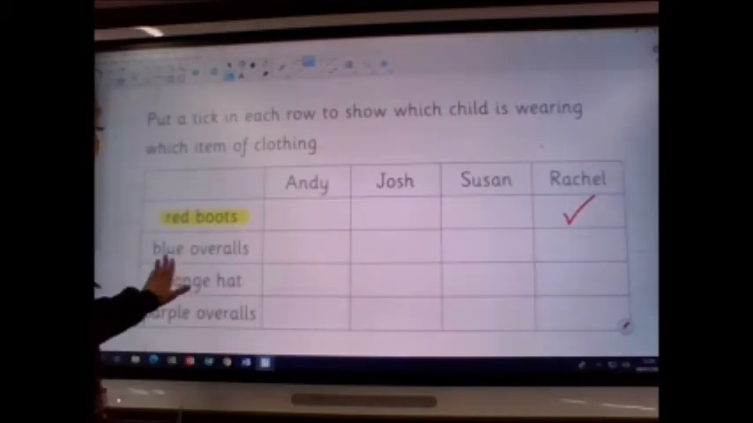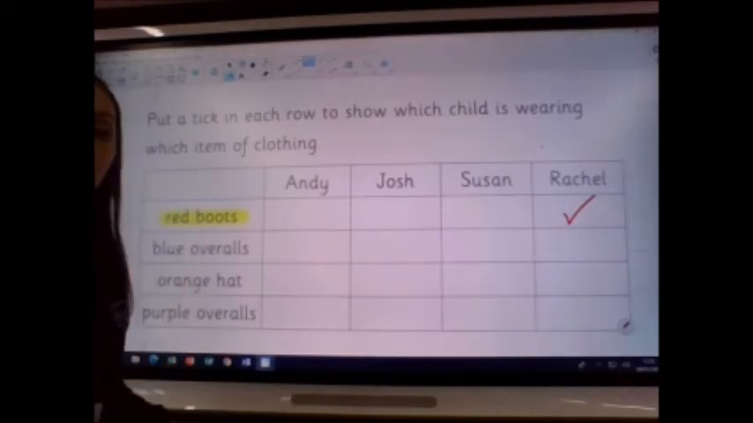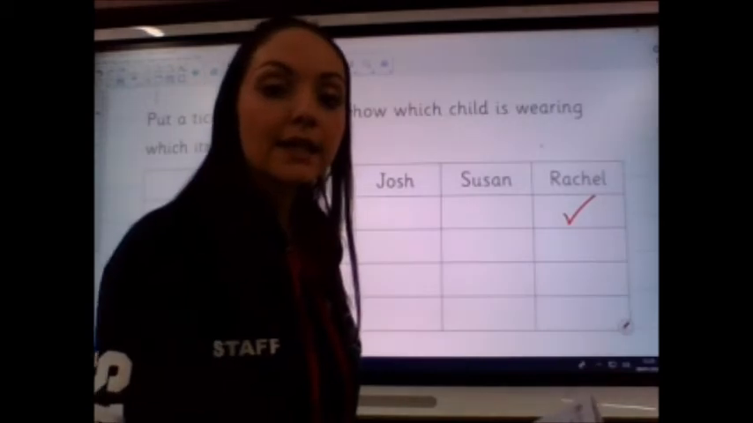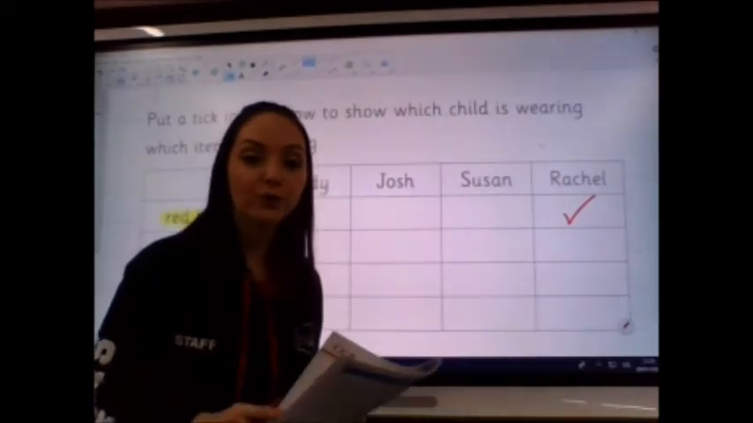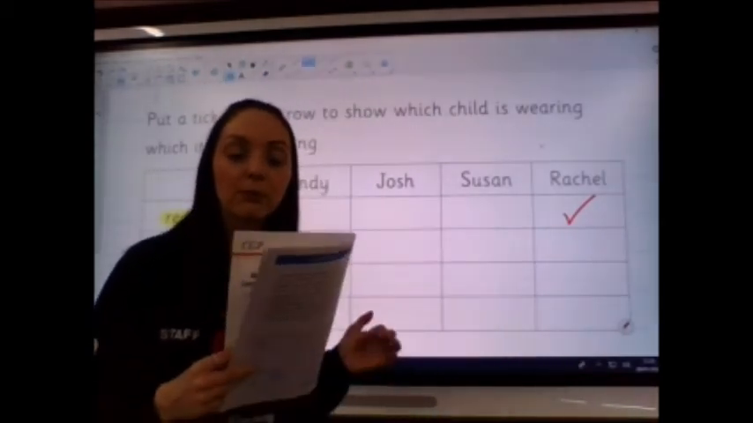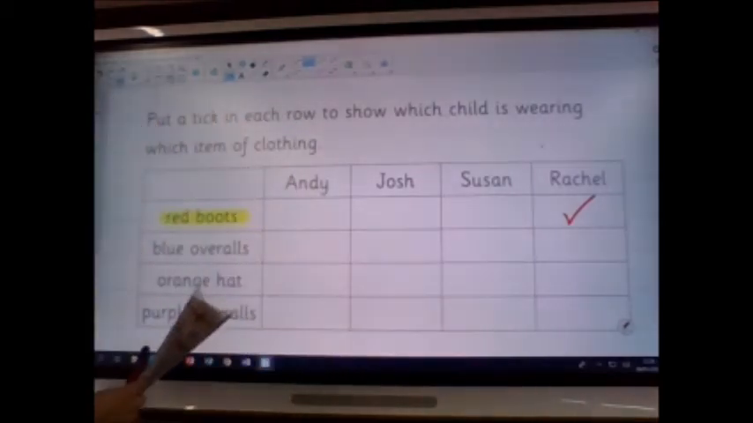Okay, so for this one then, you need to look for blue overalls, then read the sentence and figure out who is wearing blue overalls. Okay, and then you'll be able to colour them all in the right colour at the end.